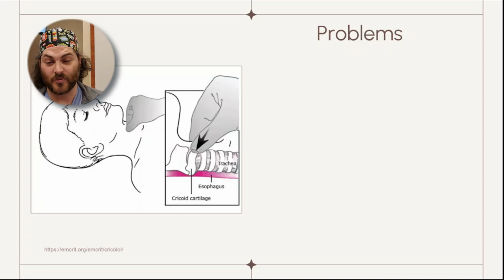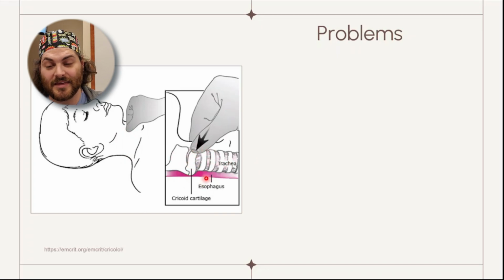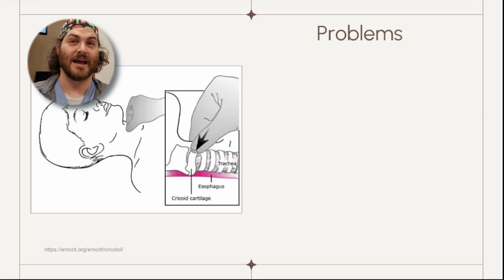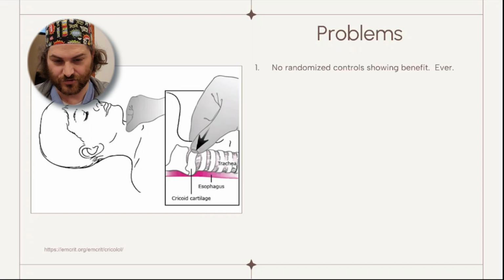So there's some problems with what's going on here. Here's a drawing of cricoid pressure. Here's your cricoid cartilage right here. I've got another model here in a minute that will lay out the different rings of the trachea a little bit better. But you see the little pink thing? That's your esophagus, and that's what gets occluded, right? So here are a few problems that I have with this, and that a lot of people have with the cricoid pressure stuff.